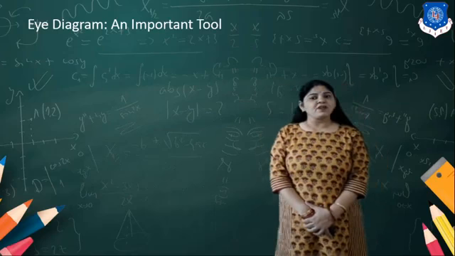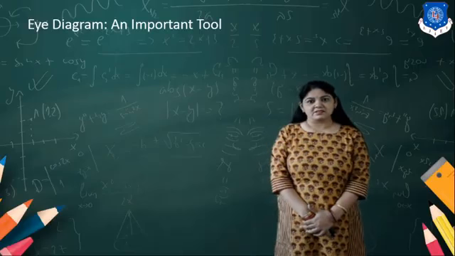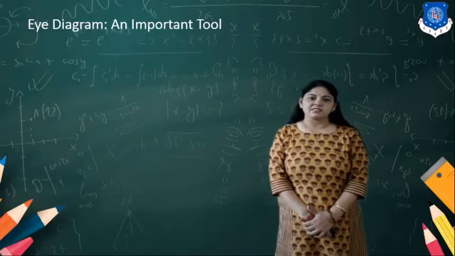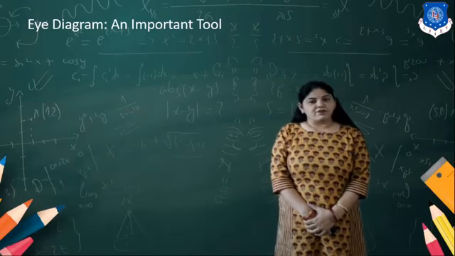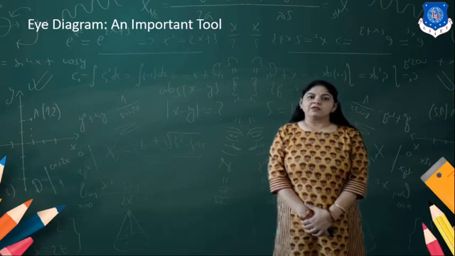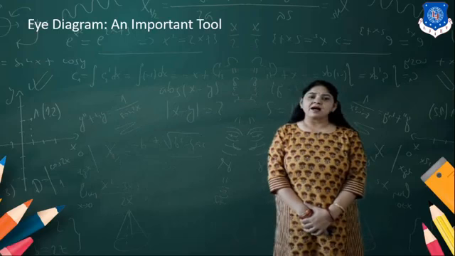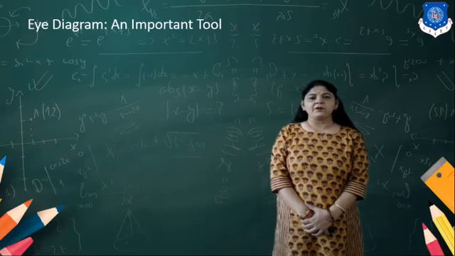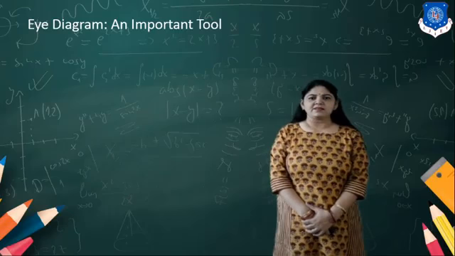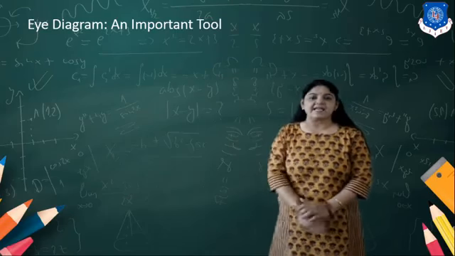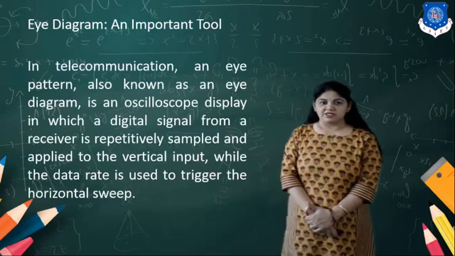Now, if we want to visualize those signals, to check whether there is inter-symbol interference or not, and to check the signal to noise ratio, the visual aspects of that can be obtained by using the eye diagram. It is an important tool in communication.